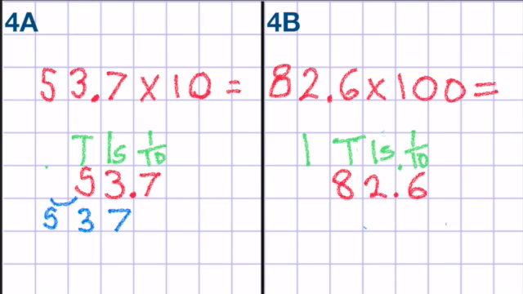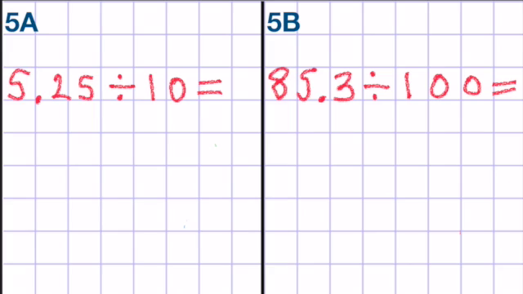So the digits are going to move 2 places left. So I'm just putting in 2 extra headings. So the 8 is going to go here, 2 here, 6 here, and then we're going to need a 0 here because there is nothing in the ones column. So it's 8,260, and we don't need the decimal point anymore.